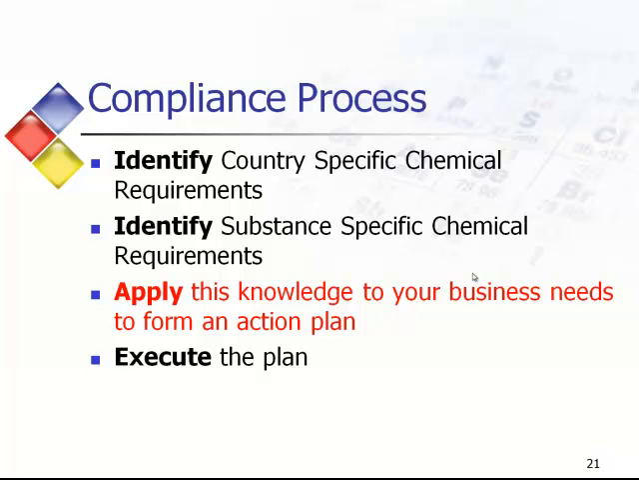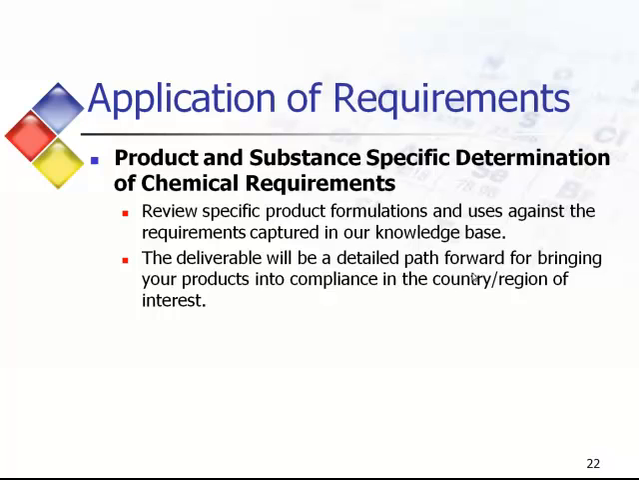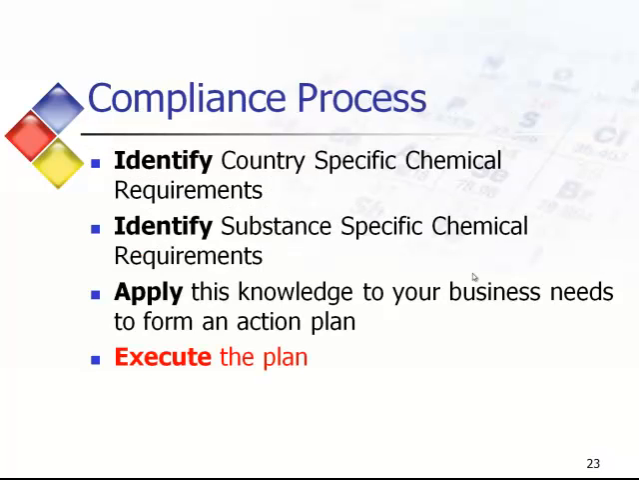Once we've identified the country-specific and substance-specific requirements, we would then apply this knowledge to your business needs to form an action plan. This means reviewing your specific product formulations and usage against the requirements, and the deliverable of this activity would be a detailed path forward for bringing your products into compliance in the country or region of interest. Once we've identified the requirements and applied our knowledge to form a plan, we can then help you execute the plan.